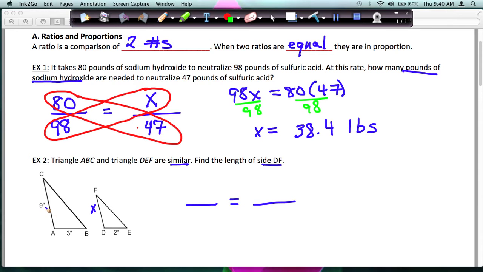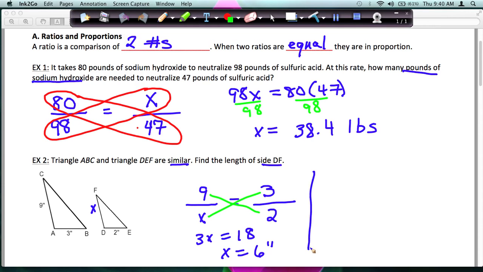So I'm going to say 9 goes with x, and then 3 goes with 2. Since I started with the 9, so I started with this triangle, I have to start with the 3 from the same triangle. So 3 goes with 2. Then cross multiply again. These two go together, and these two go together, and I have 3 times x equals 18. Divide by 3, and I get x equals 6 inches.